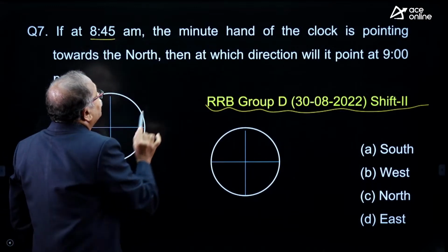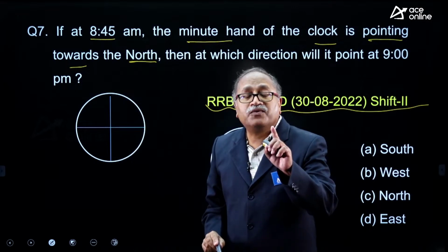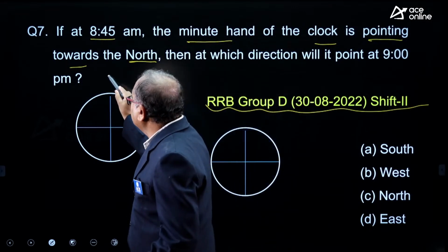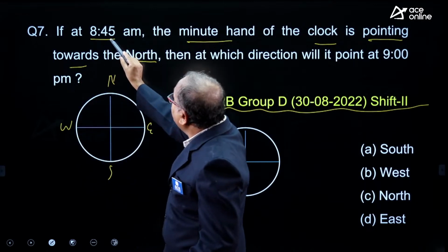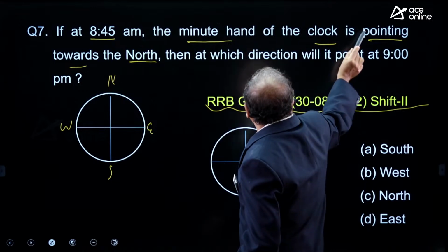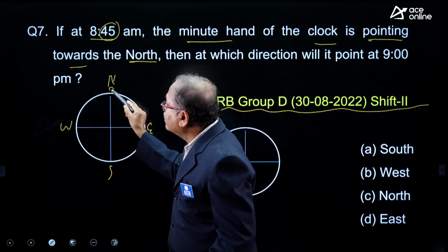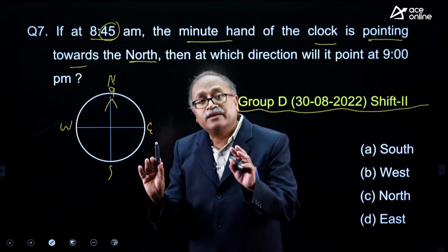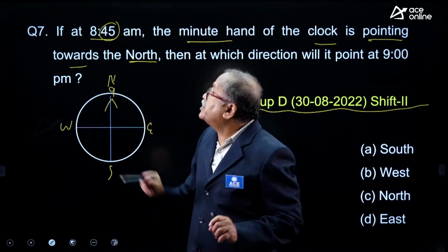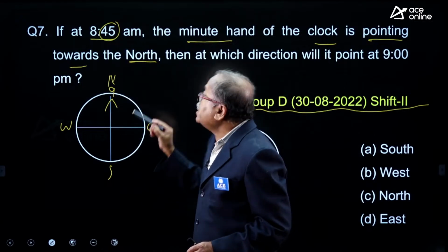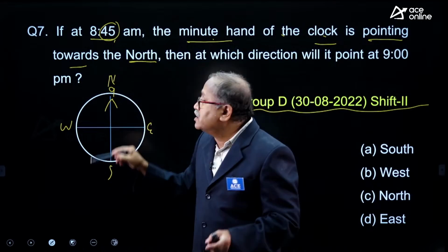At 8:45, the minute hand of the clock is pointing towards north. I know that this is north, this is south, this is east, and this is west. 45 minutes, and the minute hand is pointing towards north. So 45 minutes means 9. When the minute hand is on 9, the time is 45 minutes. So that means this is north. That is the indication from this information. Why? Because at 8:45, the minute hand is pointing towards north. I know the regular map, the north is on the upper side.